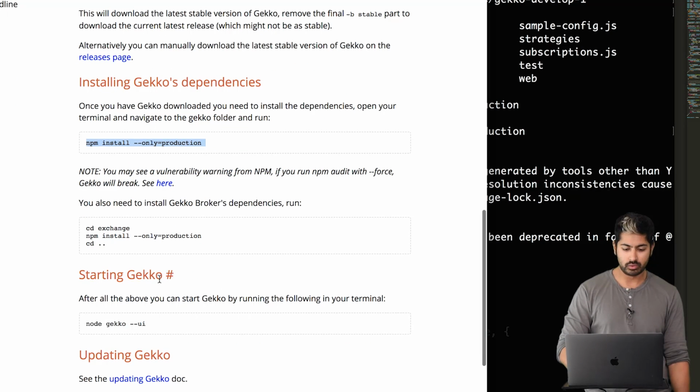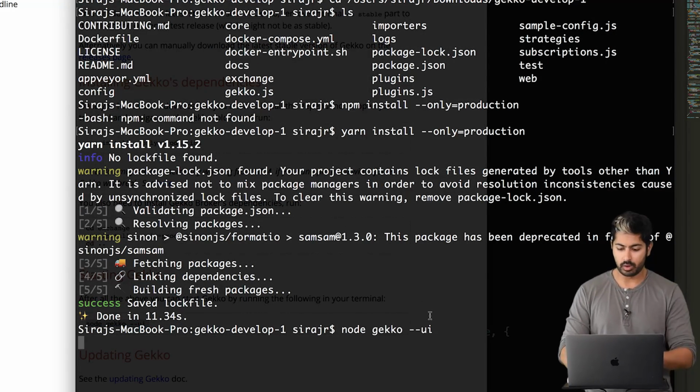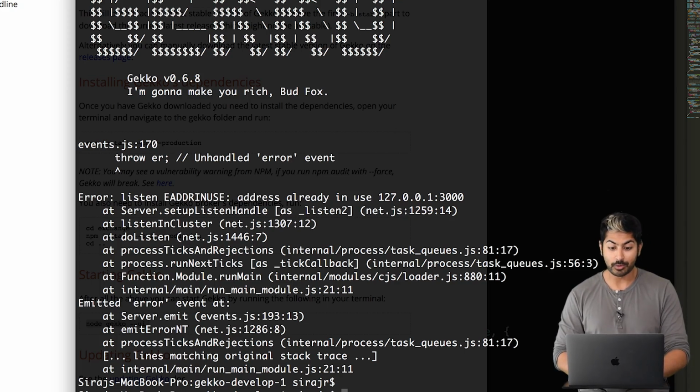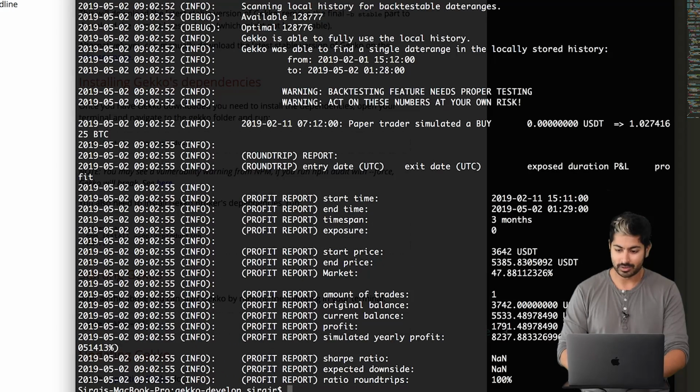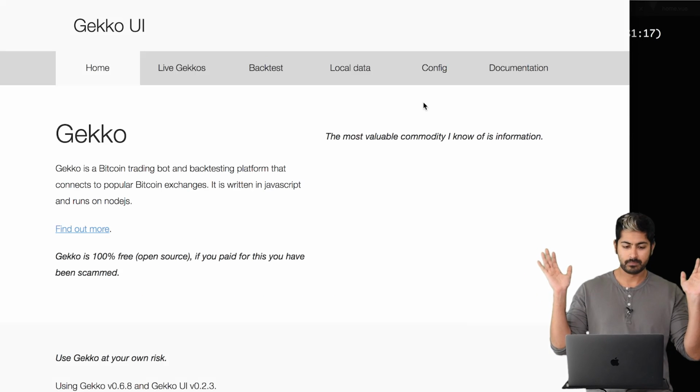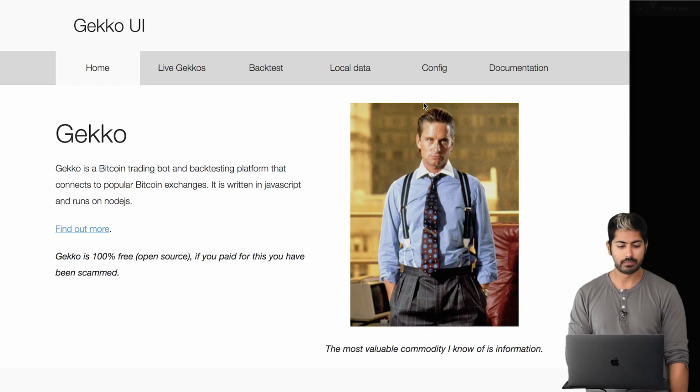We're going to start it with the UI flag, just like that. Okay, great. So it's done. Now we'll start it, and it's saying address is already in use, of course, because I already have the other version running. So now I'll delete that, and now we're up. Boom, Gecko, there we go, here it is.